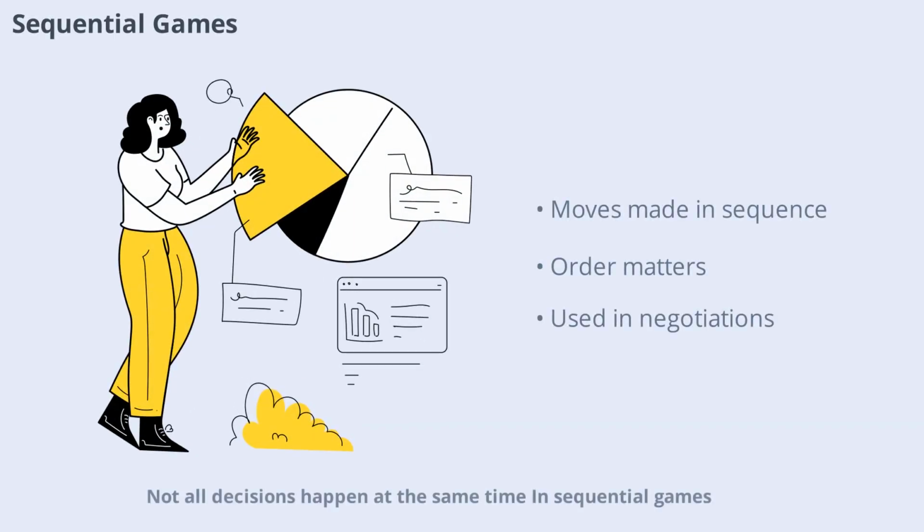Not all decisions happen at the same time. In sequential games, players make moves one after another, with each move potentially affecting future choices. This is common in negotiations, bargaining, and many business scenarios. Game theory helps analyze these situations by considering the order of moves and how information is revealed over time. Sequential games often require careful planning and anticipation of others' responses.